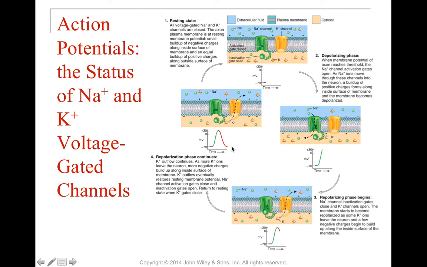And then we're going to eventually resume our resting membrane potential. That happens as the repolarization phase continues. We're going to have continuous outflow of potassium, and as more potassium ions leave, the negative charges are going to build up inside the surface of the membrane again, and eventually we restore that negative 70.